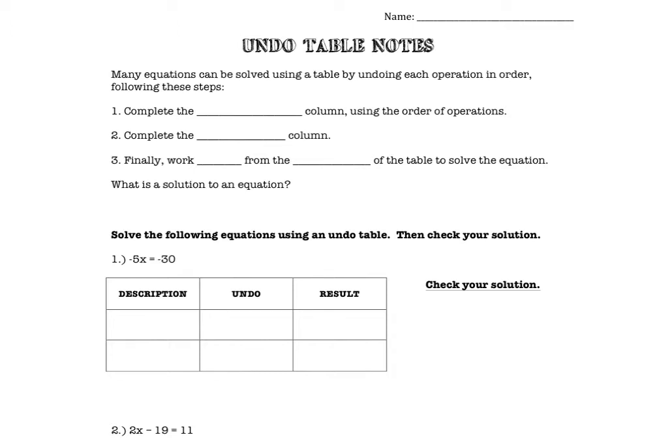All right, so here's what we're going to do. We are going to first complete the description column using the order of operations. And then we will complete the undo column. And finally, we will work up from the bottom of the table to solve the equation. So you can see the table down below. You have the description column, the undo column, and the result column.